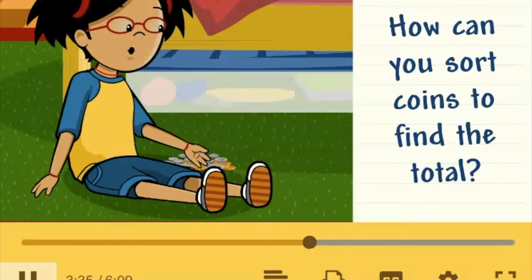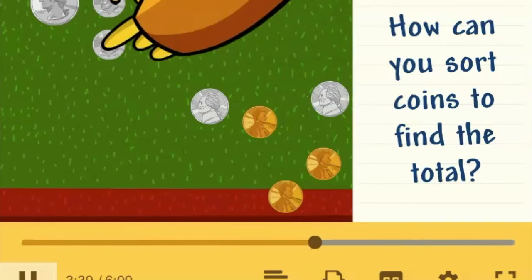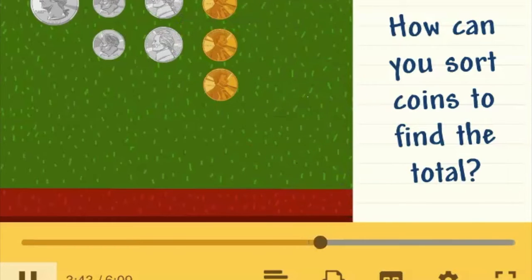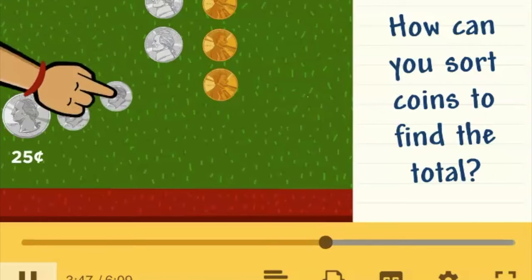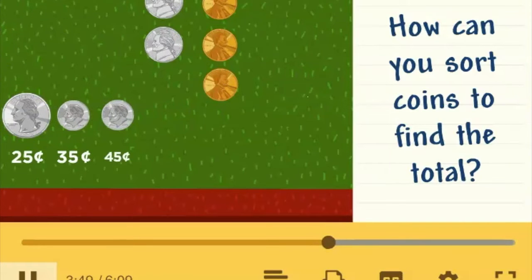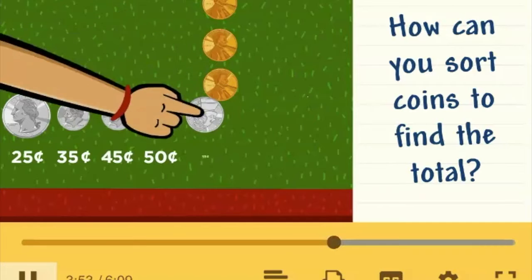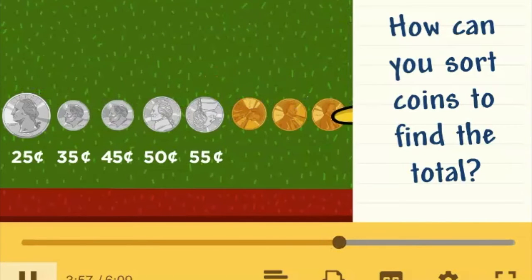Cool, more coins. First, sort the coins. We start with 25 cents. Then we count the dimes. 35, 45. Then we count the nickels. 50, 55. Then we add on 3 pennies. 56, 57, 58 cents.